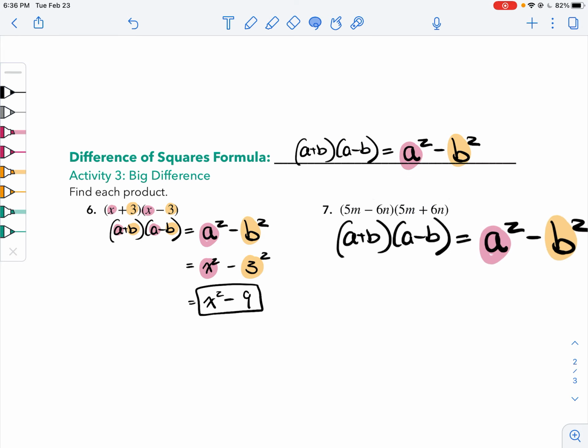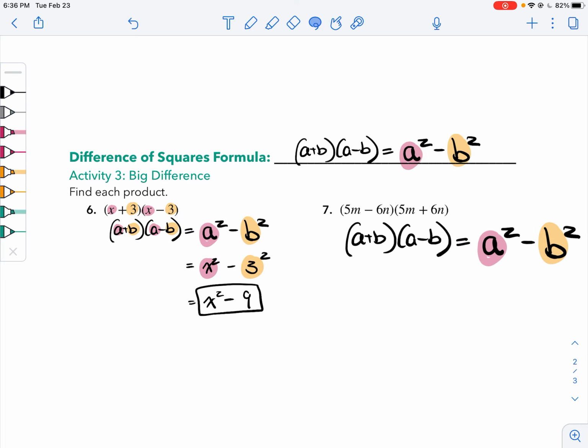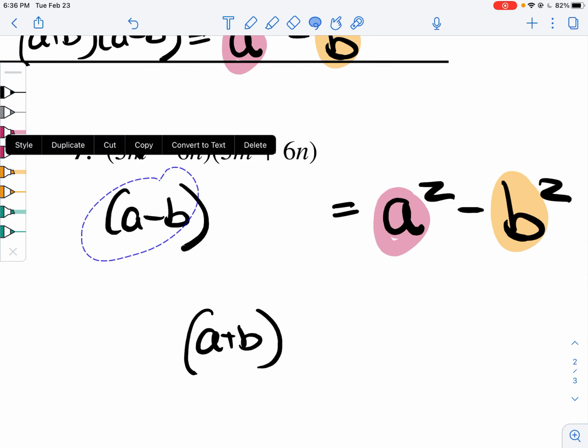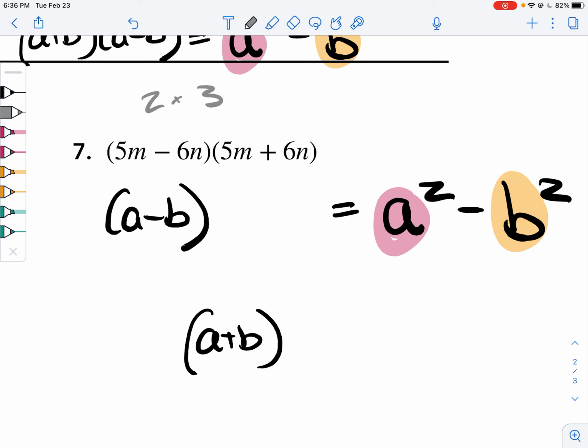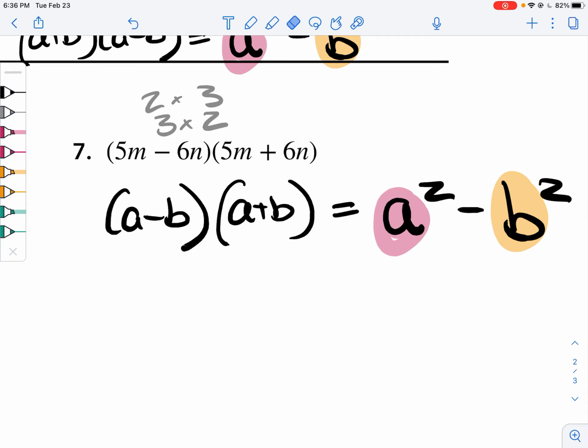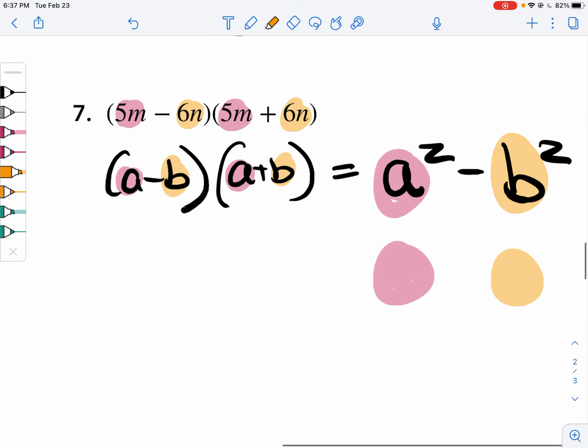Does this match this pattern? Uh-oh, it does not match this pattern. But that's okay, because guess what, guys? Multiplication is commutative. So just like 2 times 3 is the same thing as 3 times 2, we can arrange these guys. So that's what I'm doing. Oh, look, it worked. Ta-da. Okay, what's our A? Here our A is 5m. And what is our B? Here our B is going to be 6n.